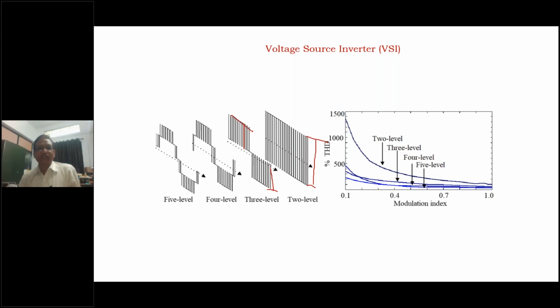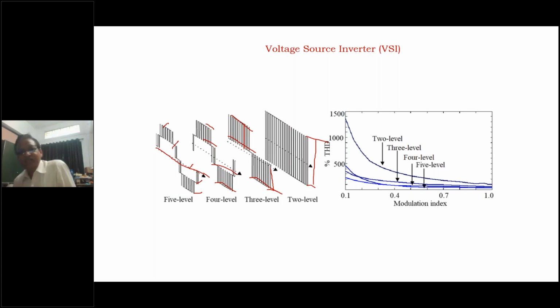So how many levels are there? Three levels. So this is three level. In four level, there is one level of voltage, second level of voltage, third level of voltage, and fourth level. In five level, one level, another level, third level, fourth level, and fifth level.